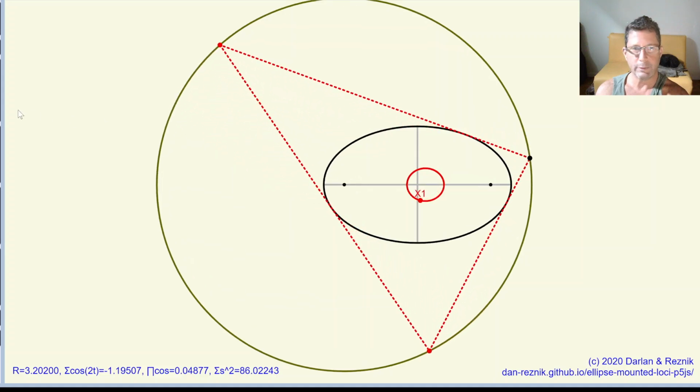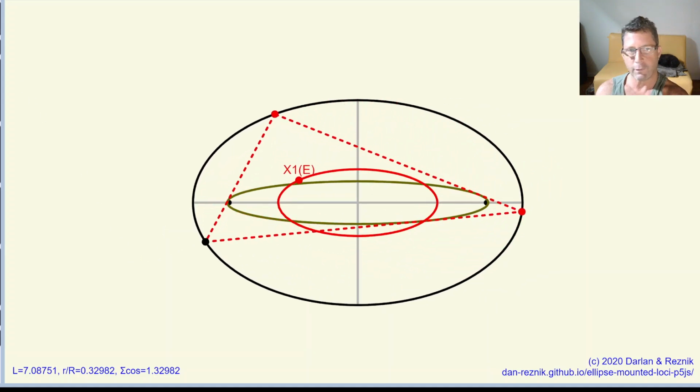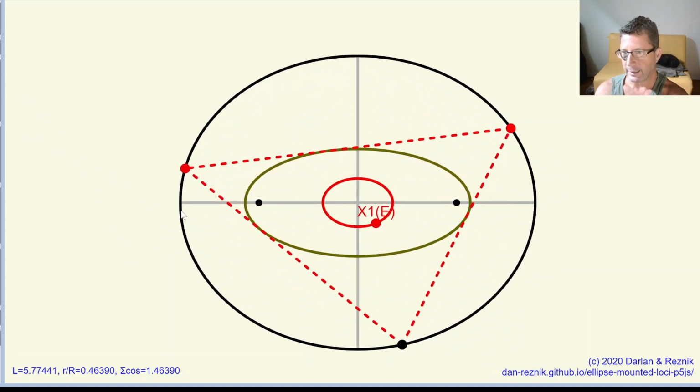So, just to recap, we have this open conjecture that only for the confocal case, for the elliptic billiard, can X1 be an ellipse.